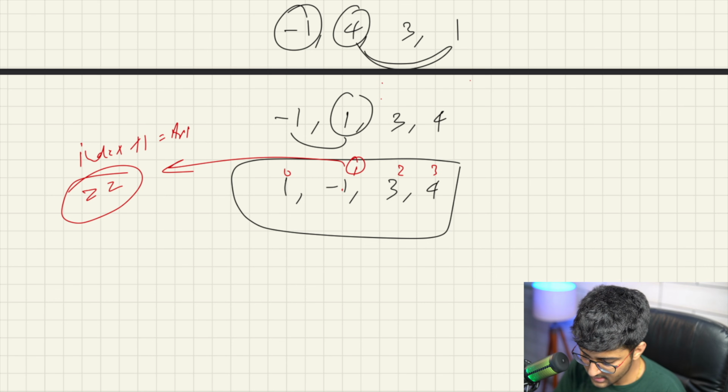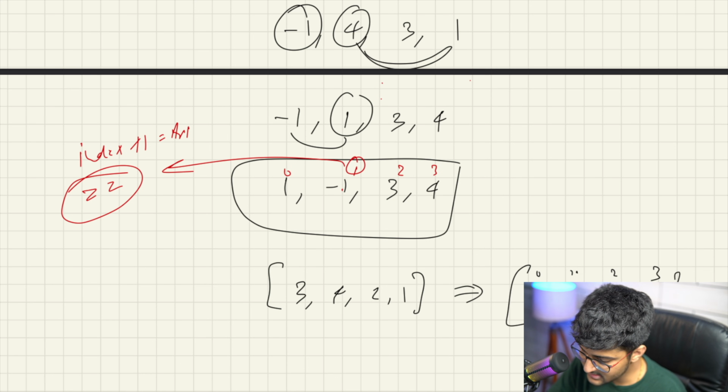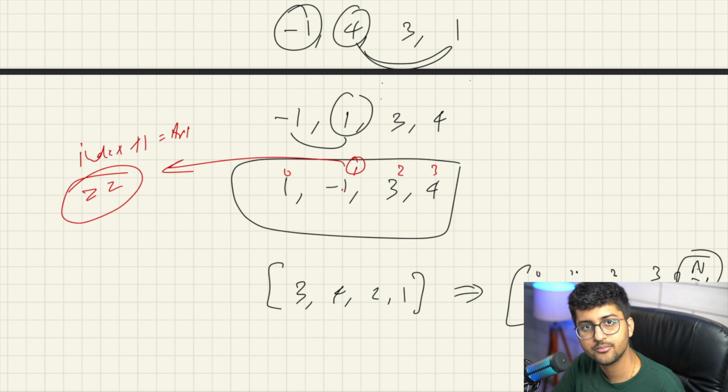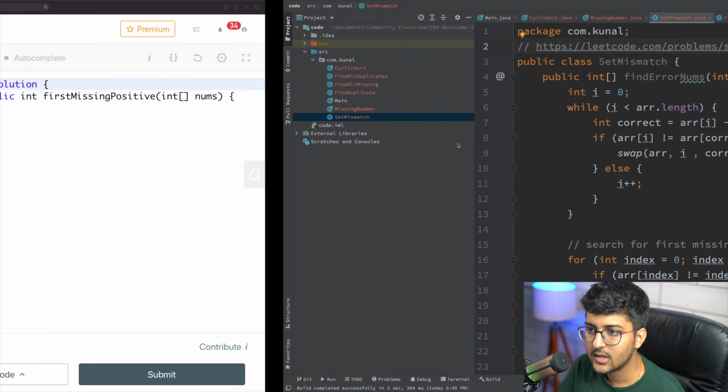Another example can be an array like 3, 4, 2, 1. After cyclic sort, this will become 1, 2, 3, 4, at indices 0, 1, 2, 3. Correct index, correct index, correct index, correct index. So the answer is equal to n plus 1, which is 5. That is true. So literally we are going to copy paste the missing number solution. Let's try to code this.